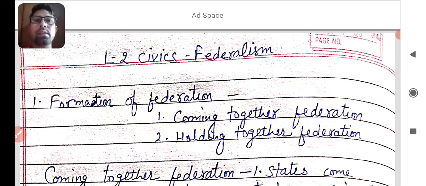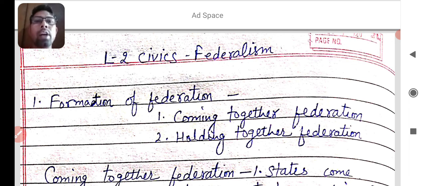In 10th class civics, we have started lesson number 2, named Federalism. In the previous lecture, we learnt about the meaning of federalism and the characteristics of federalism. Today, we will read about the different formation of federation in the country. There are two types of formation of federation in different countries. First is coming together federation and second is holding together federation.